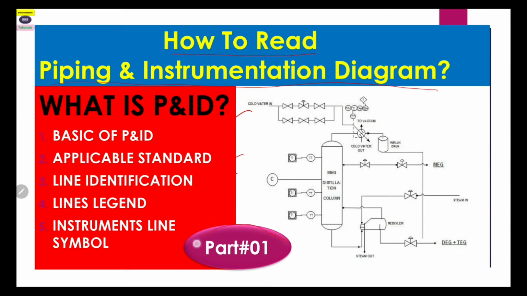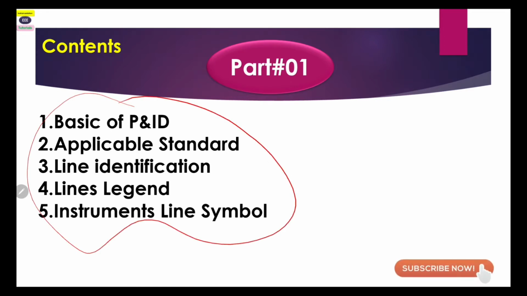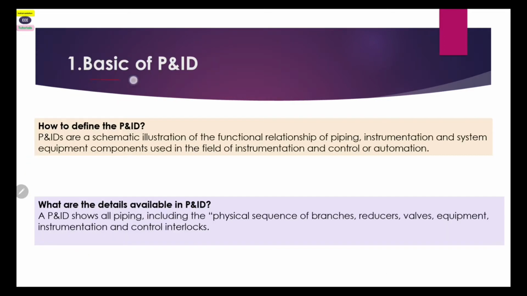symbols. So this is our part first, and we will complete this piping and instrumentation tutorials of instrumentation and control system in 7 parts. So this is our first part where we will see these 5 points. So basic of P&ID.